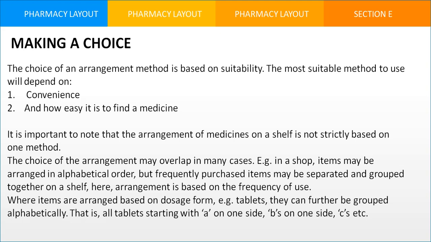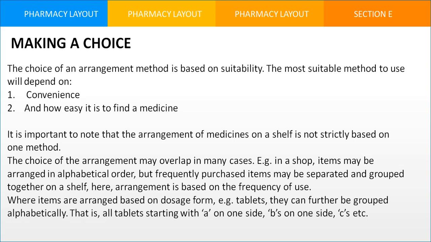The choice of the arrangement may overlap in many cases. For example, in a shop, items may be arranged in alphabetical order, but frequently purchased items may be separated and grouped together on a shelf. Here, arrangement is based on the frequency of use. So sometimes we can arrange in the same pharmacy: some items according to frequency of use, and some according to their order of use.